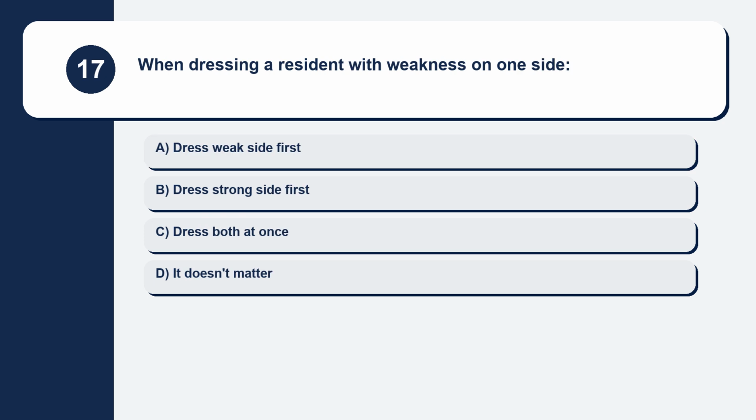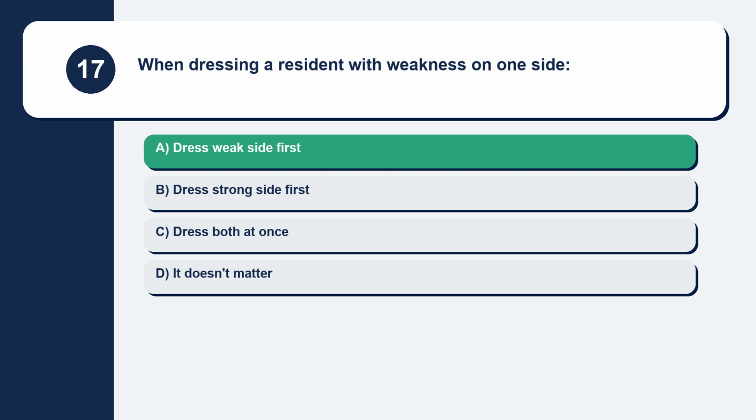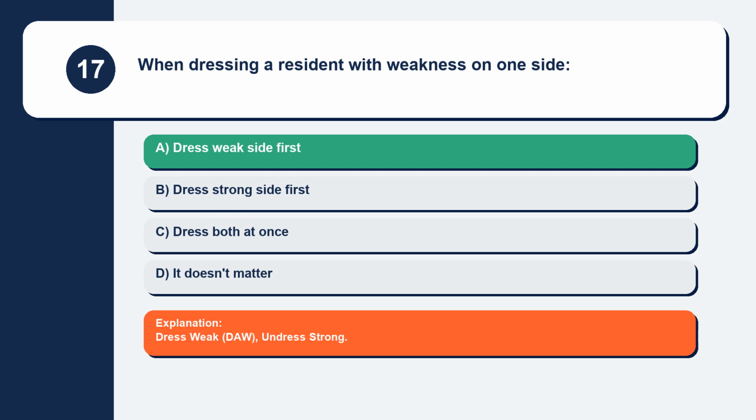Question 17. When dressing a resident with weakness on one side: dress weak side first, dress strong side first, dress both at once, it doesn't matter. Dress the weak side first, then the strong.